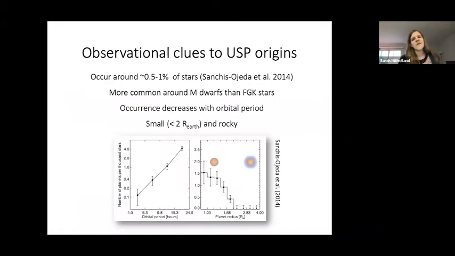So in trying to solve this, we can put together some of the observational clues. One thing is that these USPs are pretty rare. They only occur around about 0.5% to 1% of sun-like stars. They're also a little bit more common around smaller mass stars compared to larger stellar masses.